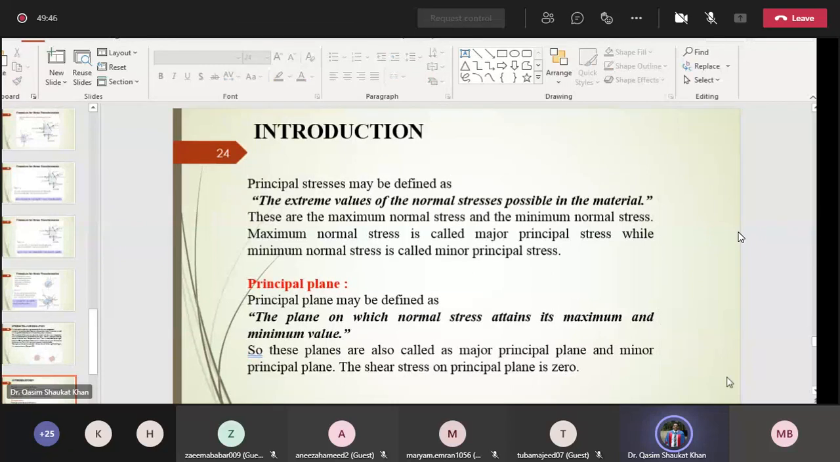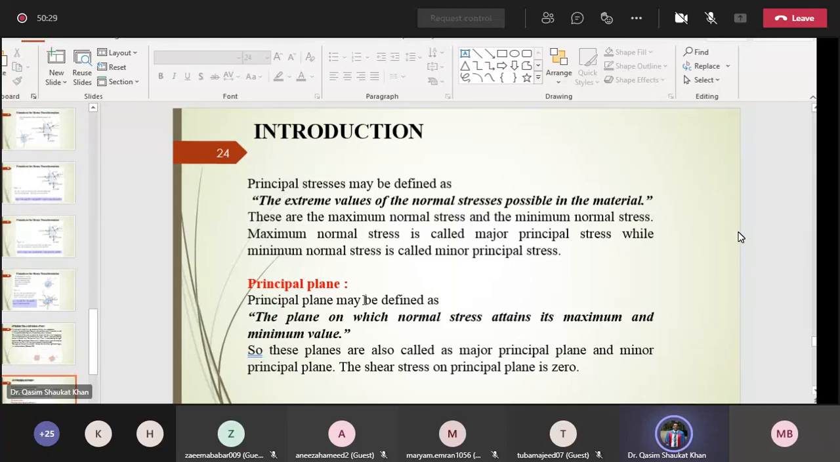So I repeat, principal planes are the planes over which the extreme values of normal stresses will occur: the maximum normal stress and the minimum normal stress. Maximum normal stress is your major principal stress and minimum normal stress is your minor principal stress. Major principal stress will occur on the major principal plane and minor principal stress on the minor principal plane. And the shear stress on the principal planes is always zero.